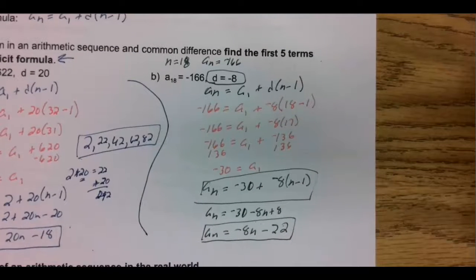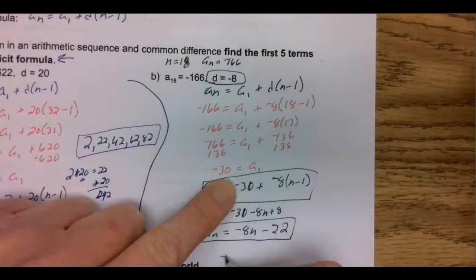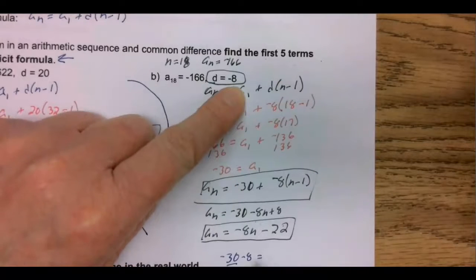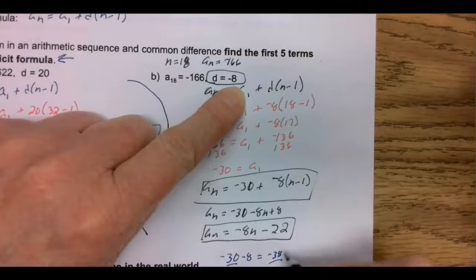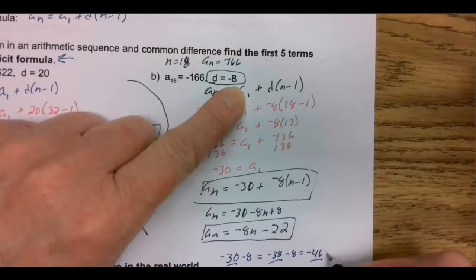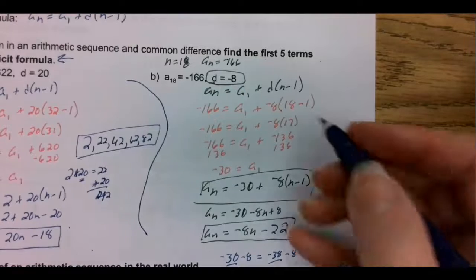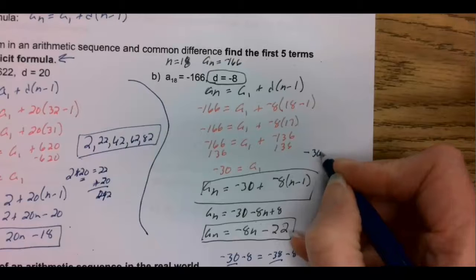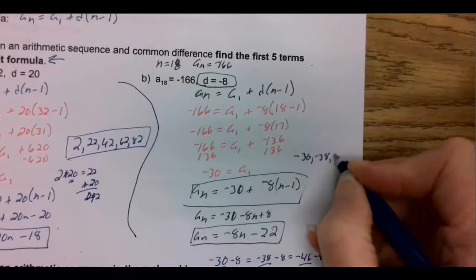Let's go with our first 5 terms. I'm going to do it here. My first term is negative 30. My difference is a negative 8. So there's my first term. I'm going to subtract 8, negative 38. There's my second term. Subtract 8, negative 46. Subtract 8, I get negative 54. Subtract 8, and I get negative 62. So my answers for my first 5 terms would be negative 30, negative 38, negative 46.